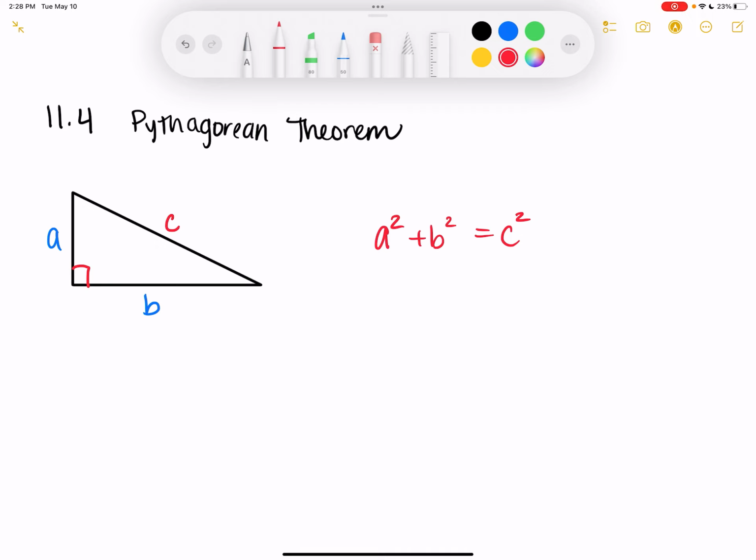So the book is going to give you two side lengths, and then you have to find the third one. Okay? It's literally all we're doing with this section.